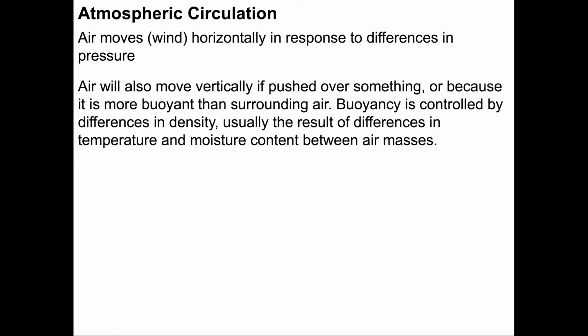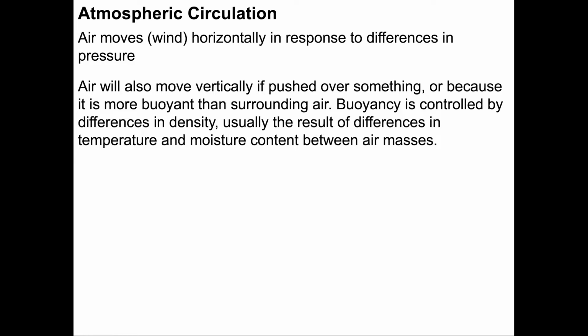Now, when we talk about atmospheric circulation, the first thing we'll consider is the movement of the wind. This is horizontal for the most part, and it's due to differences in pressure from one location to another at the Earth's surface. Air will move over an object, it'll move vertically over that object if it's pushed for some reason. And this is often the case with mountain ranges. Or it'll move over something if it's more buoyant than the surrounding air.